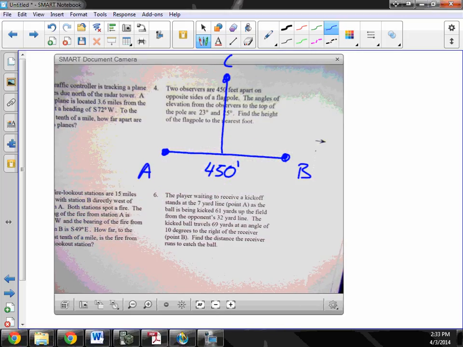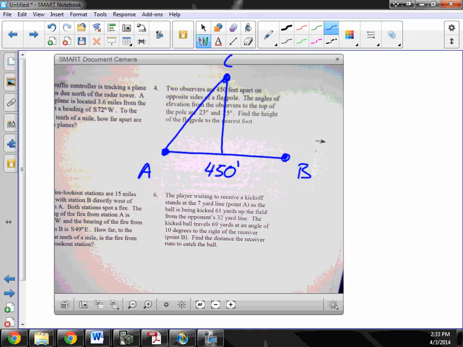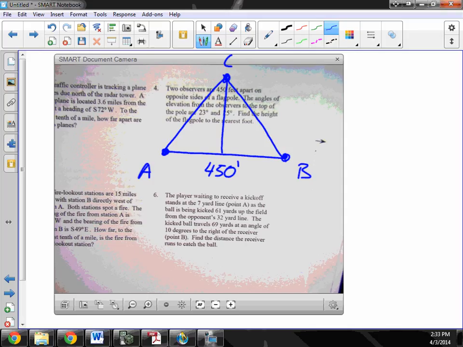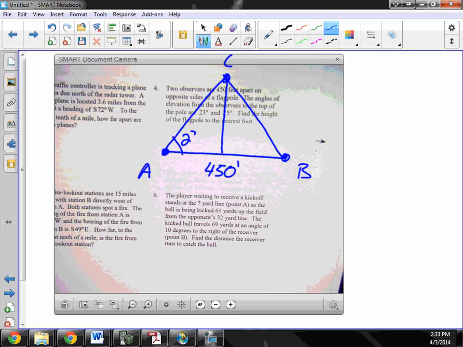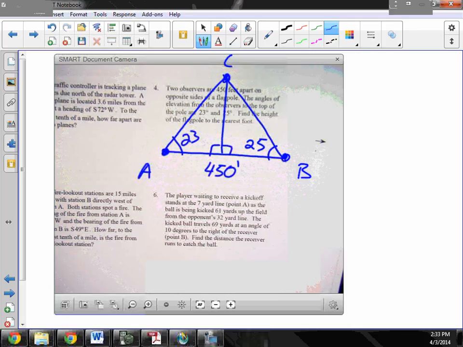The angles of elevation from the observers to the top of the pole are 23 and 25. Does it matter which one we put on A? Do we know which is A? Well, what are we looking for? The height of the flagpole, so it doesn't matter. Well, this one 23 and this one 25. And flagpoles are assumed to be straight up and down. Who's closer to the flagpole? Why do you say 23?